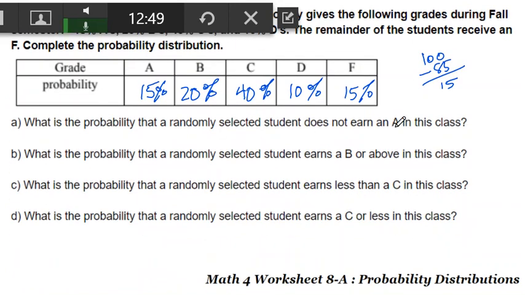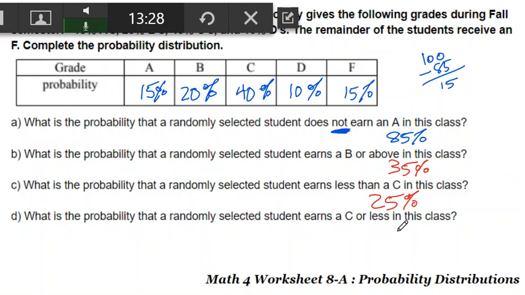Does not earn an A. Well, A is 15%, so not earning an A would be the other 85%. Okay, let's switch colors here. B or above. B or above would be a B or an A. That would be 35%. Less than a C. Now, C does not count. It's less than a C. That would be the D's and the F's. That's 10 and 15, which would be 25%.